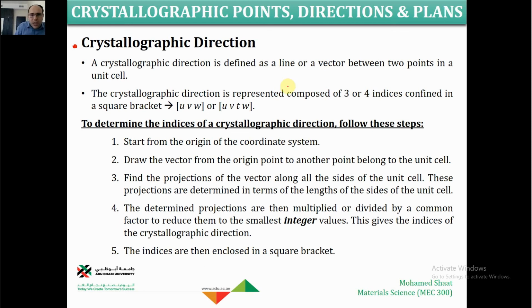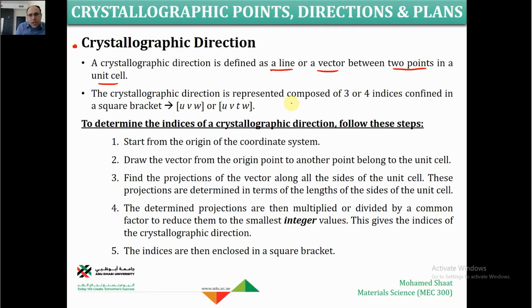So a crystallographic direction is defined by a line or a vector between any 2 points or any 2 atoms in a unit cell. Very simple. To draw a line between any two points, it is not necessary that one of these points is the 0 point. No, any 2 points that belong to the unit cell, if you set up a vector between them, is gonna define a crystallographic direction. How can we define this crystallographic direction? This is what we are going to say.